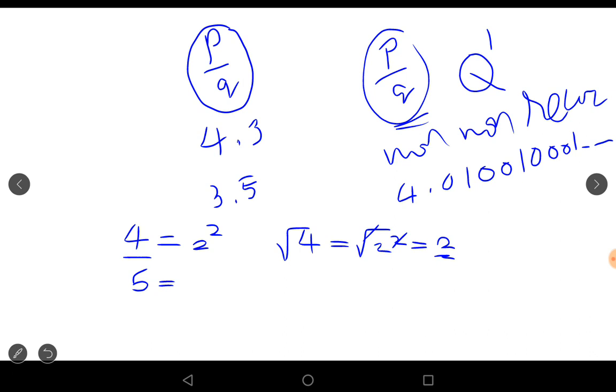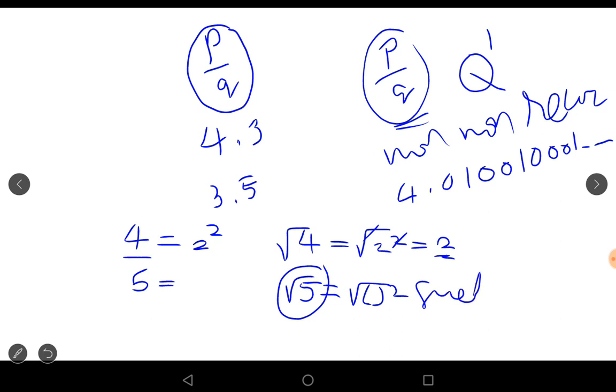Okay. So root 5. Root 5 cannot be written as any power of 2. 5 is not expressed as any number to the power of 2. So therefore root 5 is a surd. Root 5 is a surd.